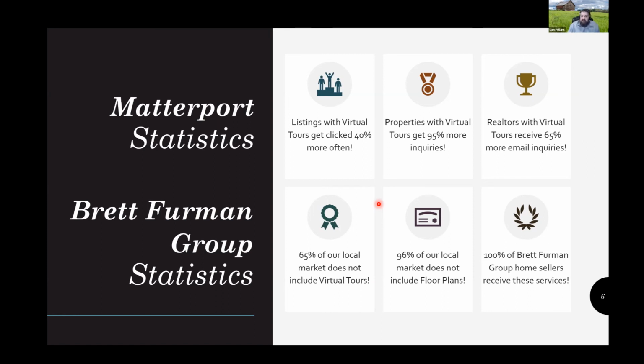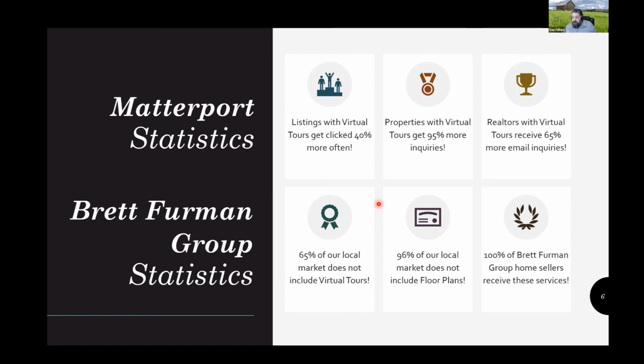And it goes to the anecdotes that we've talked about. I know you've talked about for years, we're bringing more people in. Well, the more people you bring in, the more offers you're going to get, the higher price you're going to sell for, the faster you're going to sell. Now we actually have the data that's backing that up.